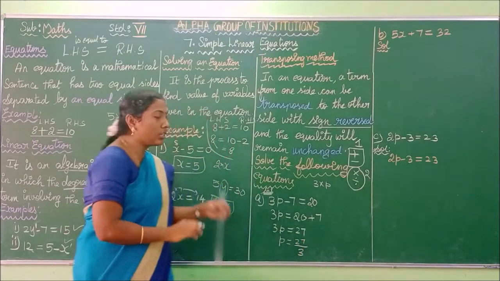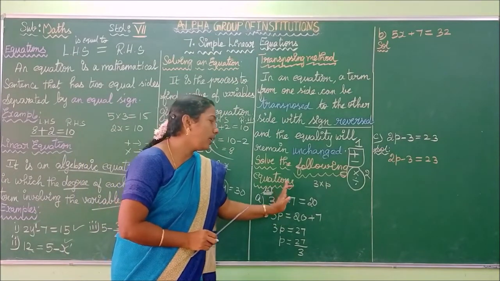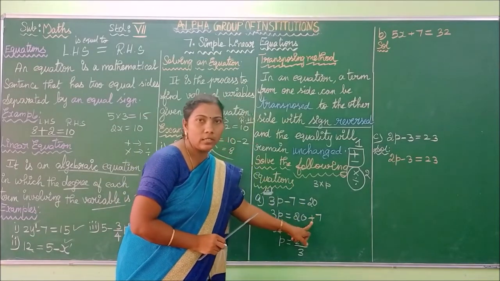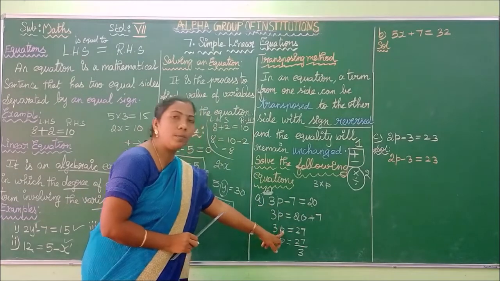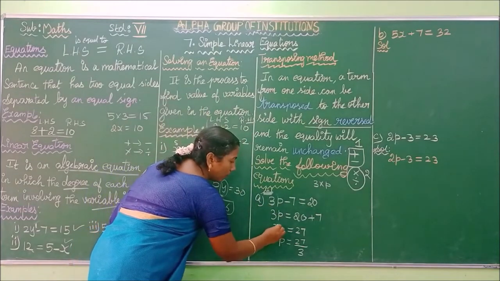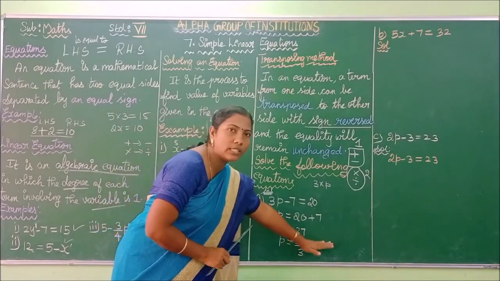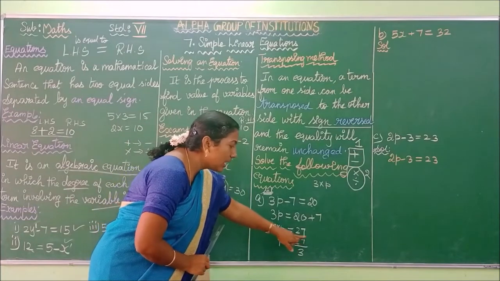Do you understand, children? Here we have subtraction in LHS. While you are bringing minus 7 from LHS to RHS, it became addition. That is, subtraction became addition. Here see, 3 and p are in the operation of multiplication. While we are bringing multiplication from LHS to RHS, it became division. So we can write p equal to 27 divided by 3.